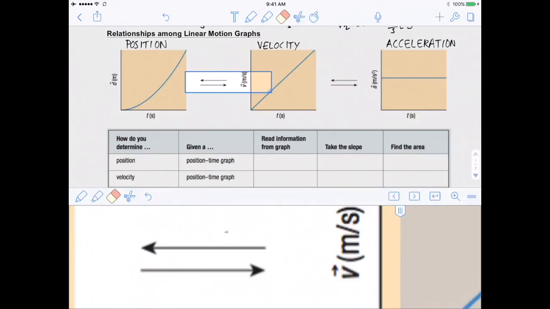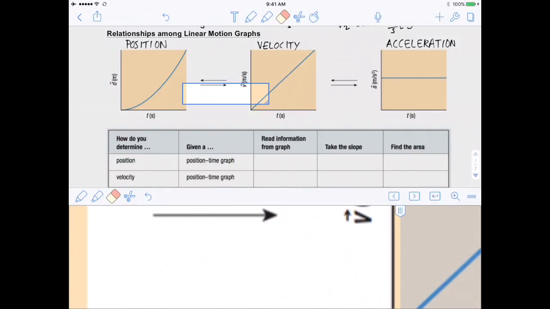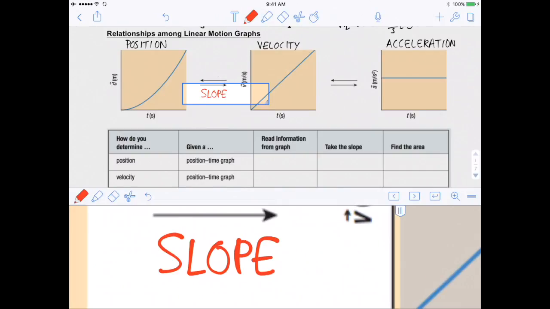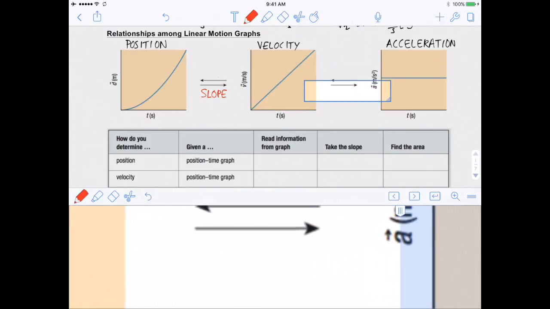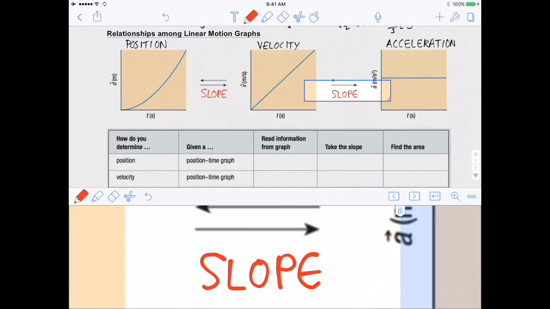Now, when we take the slope of a position time graph, that gives us the velocity of an object. So when we want to go from position data to velocity data, we use a graph and we find the slope. So right here on this arrow, we will write slope, because that's how we go from position information to velocity. If we take the slope of a velocity time graph, that information gives us the acceleration. So when we want to go from velocity information to acceleration, we take the slope of a velocity time graph.